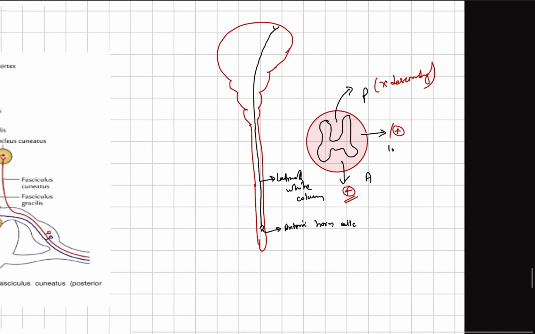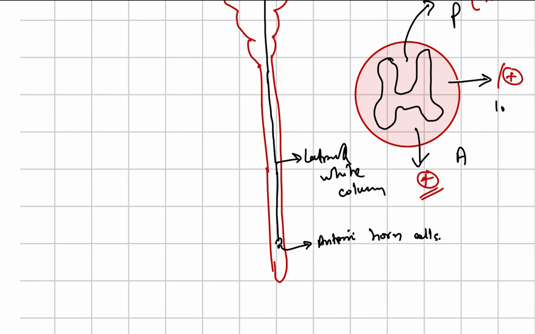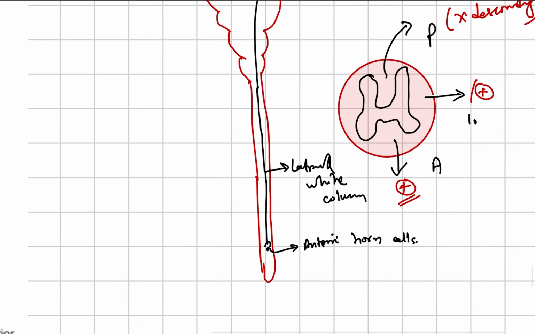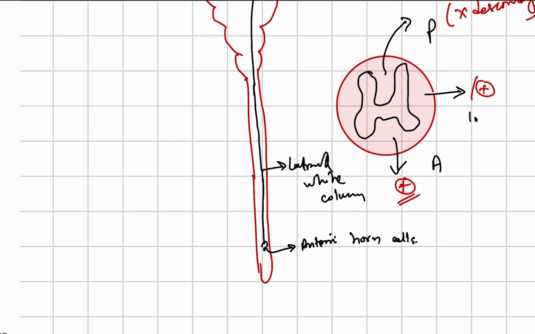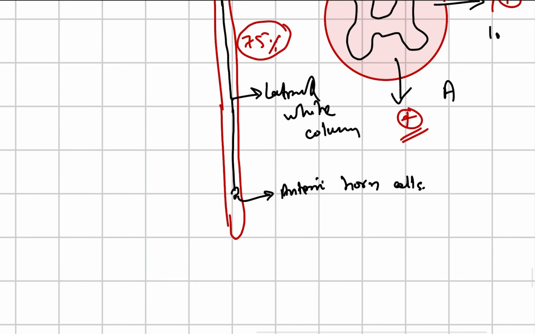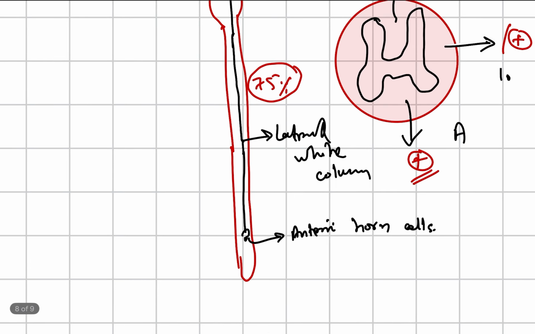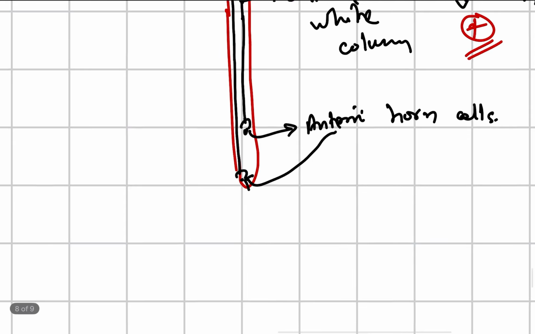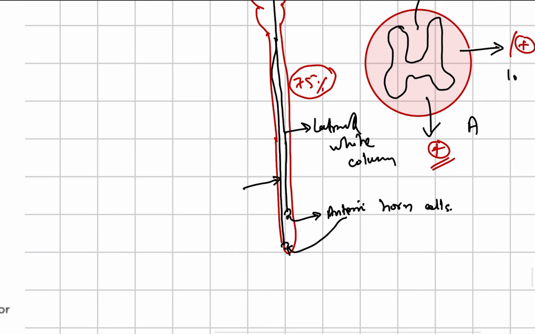Then we look at the anterior spinal, the anterior corticospinal tract. It is 75% lateral, which passes across to the other side, and then goes down the lateral column. The continuation stays on the same side in the anterior column, and it also terminates at the anterior horn cell.